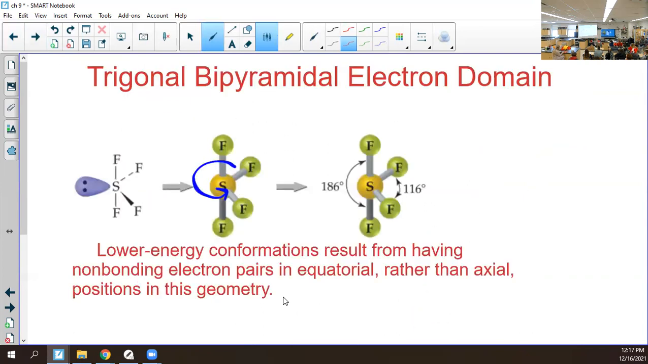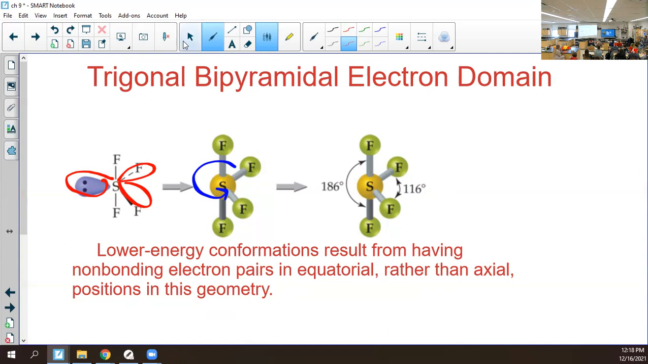So here we go. When we have this trigonal bipyramidal, we have an option of putting it on an axial or an equatorial, right? And it's all about the bonds. Lower energy conformations result from having non-bonding electron pairs in equatorial rather than axial positions in this geometry. Now, what does that even mean? It means if you have a non-bonding pair, you're going to put it on the side instead of up here.